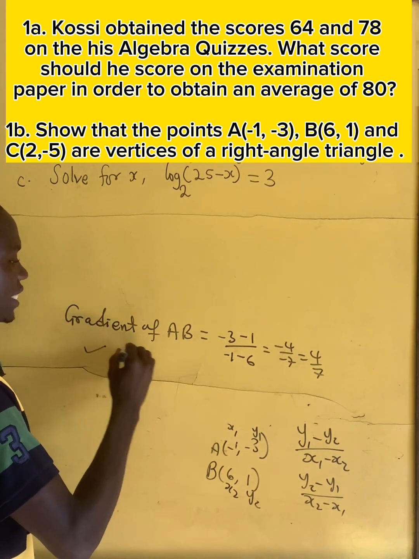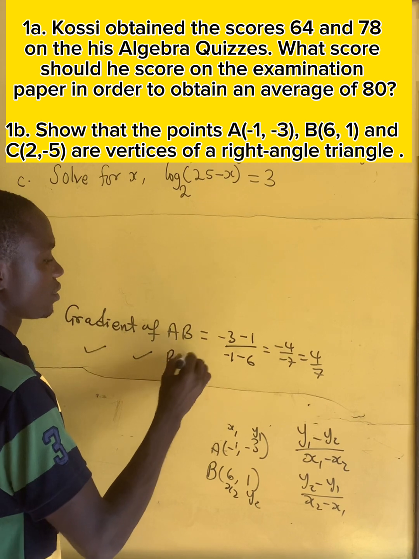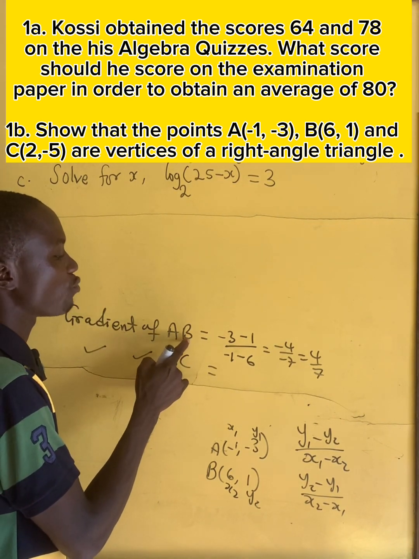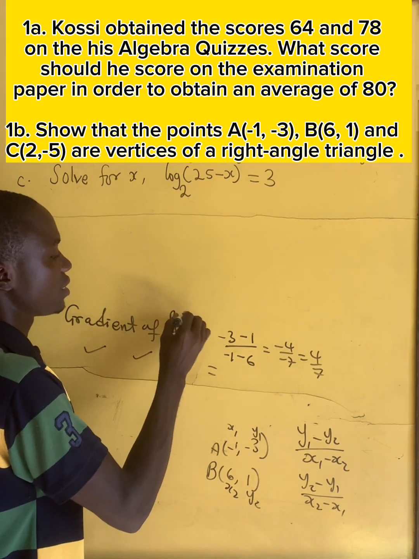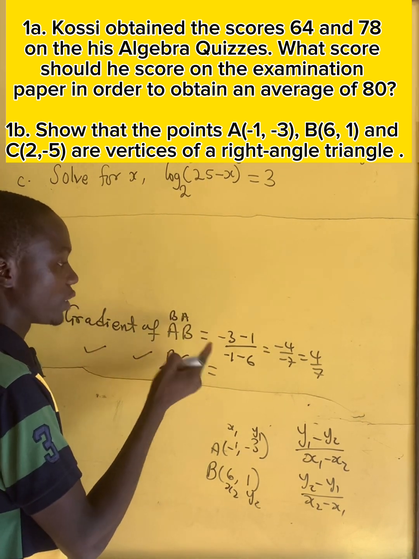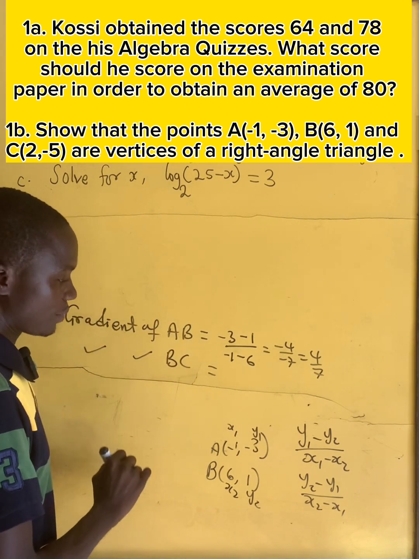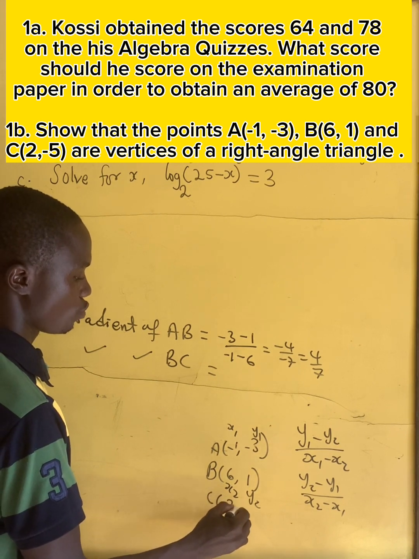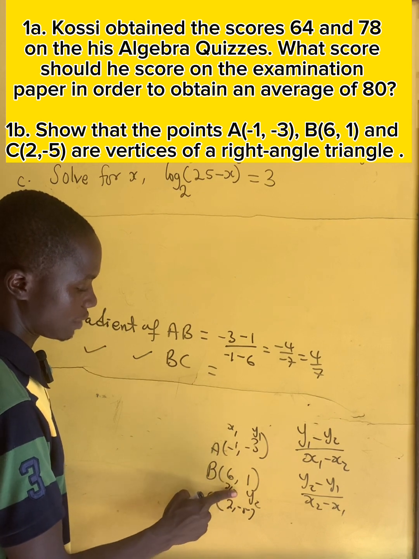Now, gradient of AC or BC. BC. Now remember, gradient of AB is the same as gradient of BA. So I could have written this one as BA instead of AB. So note it. Now, we take BC. C has the point 2, minus 5. Let me clean this one off.